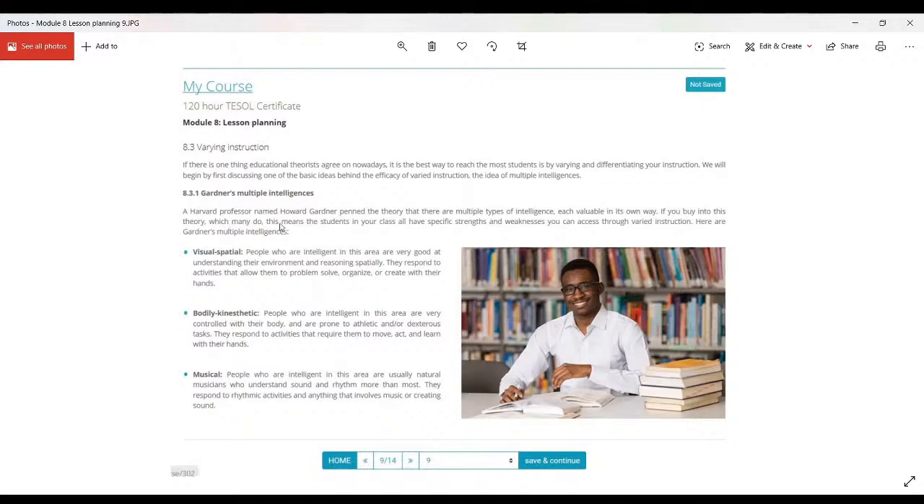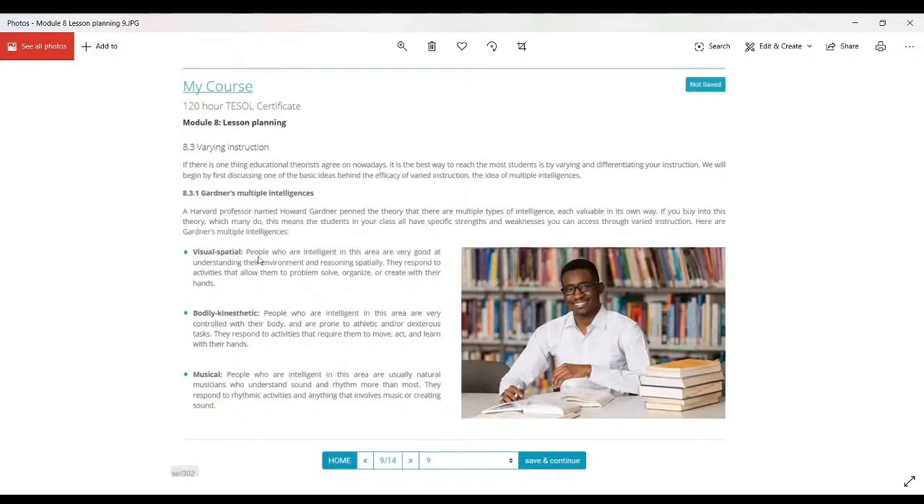A Harvard professor named Howard Gardner penned the theory that there are multiple types of intelligence, each valuable in its own way. If you buy into this theory, which many do, this means the students in your class all have specific strengths and weaknesses you can access through varied instruction. Here are Gardner's multiple intelligences. I really agree na iba-iba talaga yung mga student. Okay, so kailangan adaptable din yung lesson natin sa kanila or yung instruction, yung method natin.